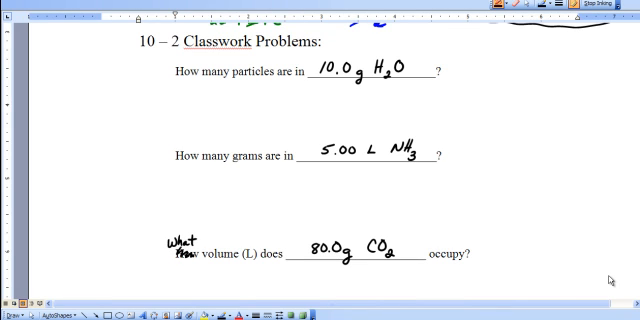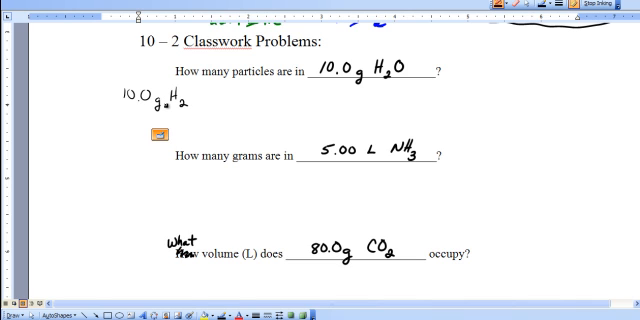And we're back to finish up 10.2. We're looking at the classwork problems on your notes. And the first question here is, how many particles are in 10 grams of H2O water? Okay, so again, we'll go ahead and write down our starting quantity, which is 10.0 grams of H2O.